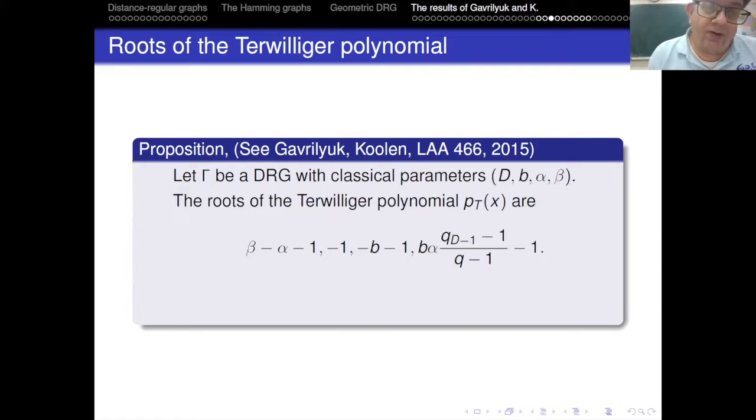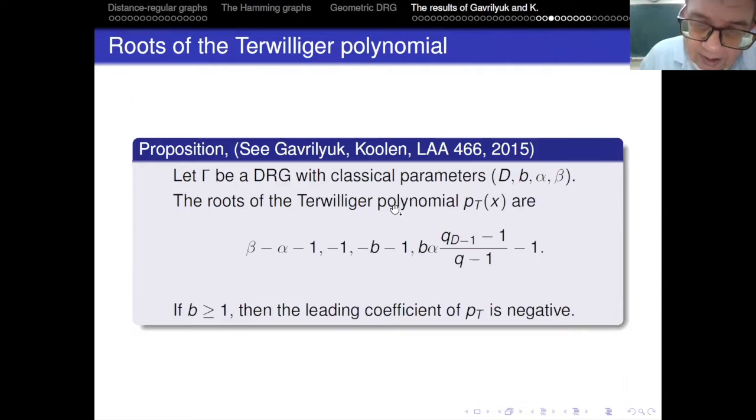So the roots of the Terwilliger polynomial are beta minus alpha minus 1, minus 1, minus b minus 1, b times alpha. Okay, here I made a mistake. It should be b times alpha times b to the power D minus 1 over b minus 1, minus 1. I'm sorry, this was completely wrong.